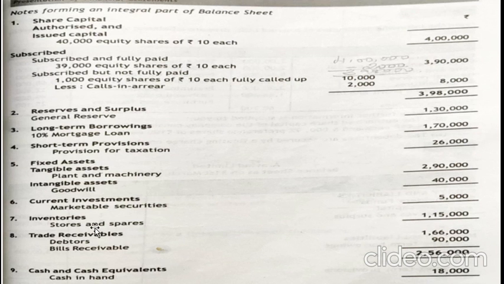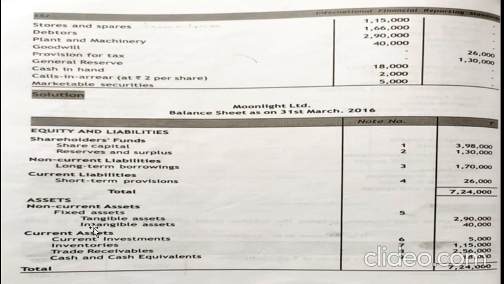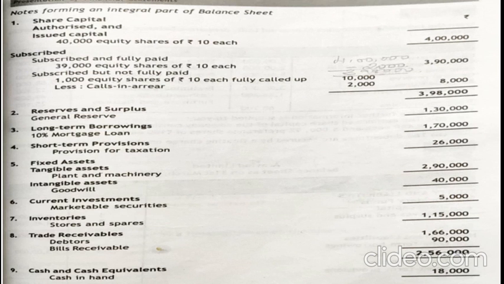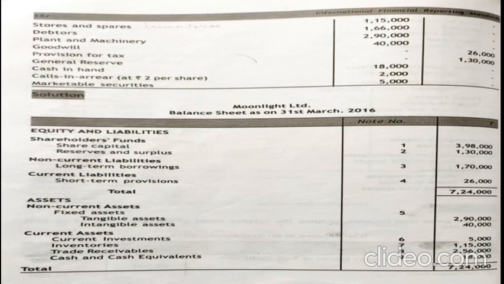Then the next heading under your assets classification is cash and cash equivalents. We have cash in hand in the problem, which is 18,000. So we will be taking that in your working note, cash in hand 18,000. We have almost covered all the items. Now we need to place them in the balance sheet to check whether what we're doing is right.